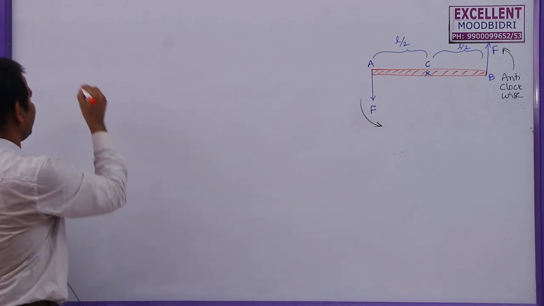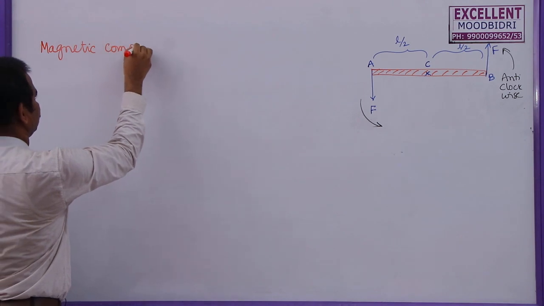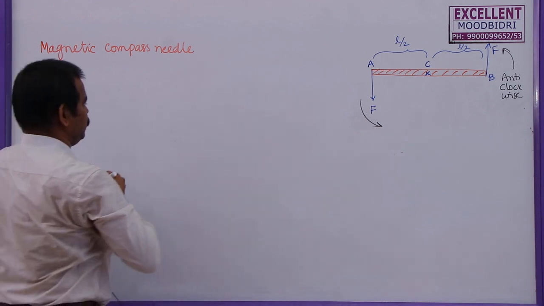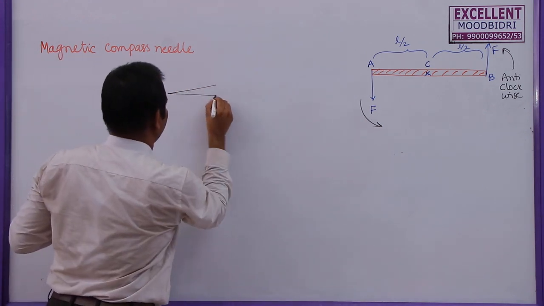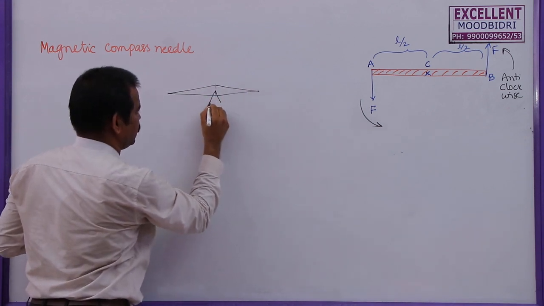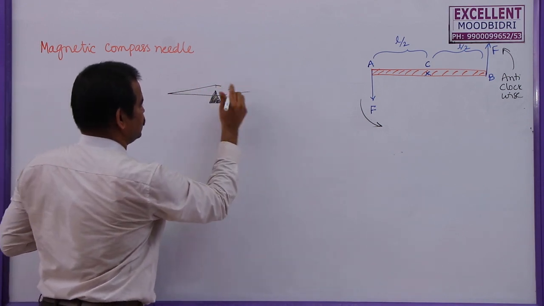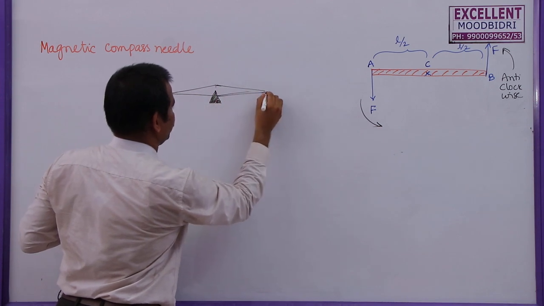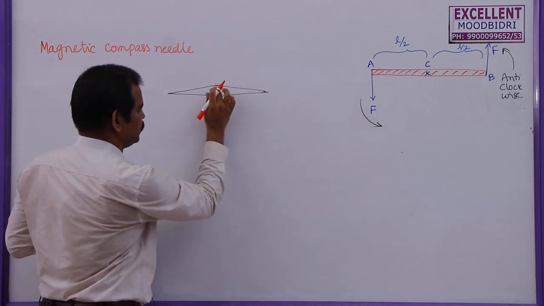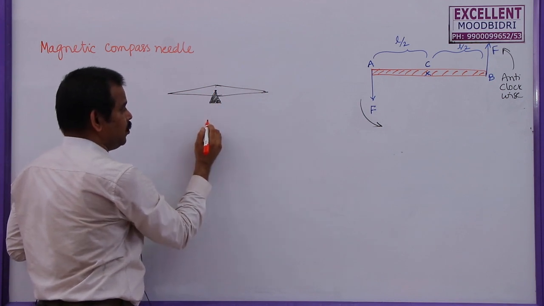If you take the magnetic compass needle, so the magnetic compass needle consists of one small magnet in this form, which is pivoted at the center here. This is a pivoted point. The total weight of this compass needle, that is a magnetic piece, the total weight of this one will act vertically downwards, and this pivot or the support will give an equal and opposite force on this one.